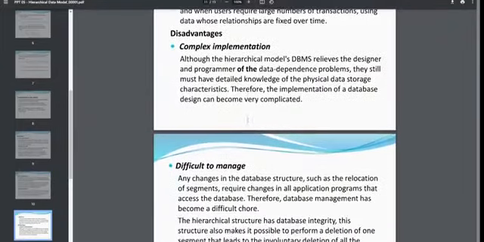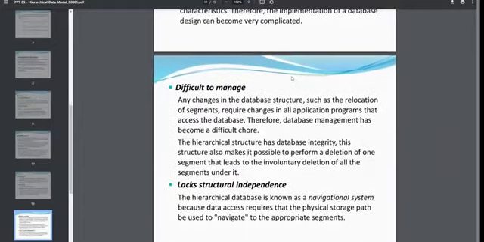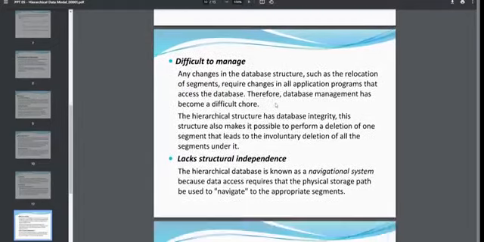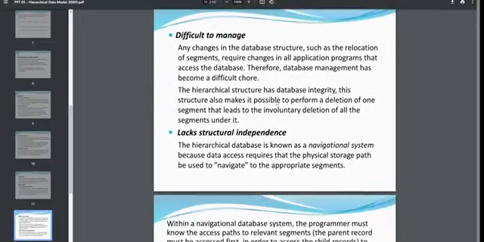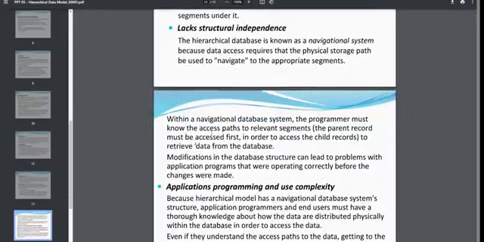Then disadvantages. So when considering here, they are harder to implement, a little bit complex, difficult to manage, can be considered as disadvantage or drawback. So some places we can tell them as a lack of structural independence. Yes, is there. Read these things and understand these things properly.